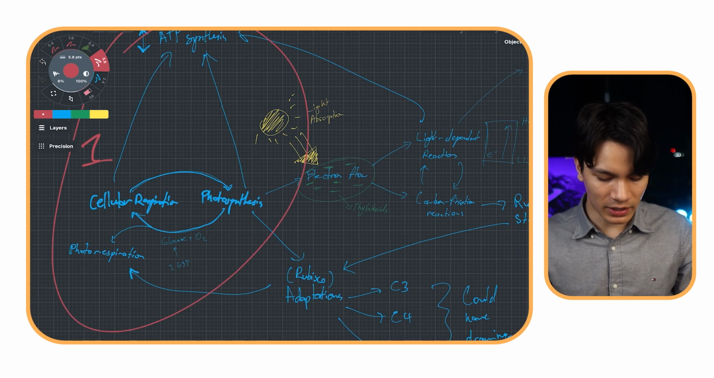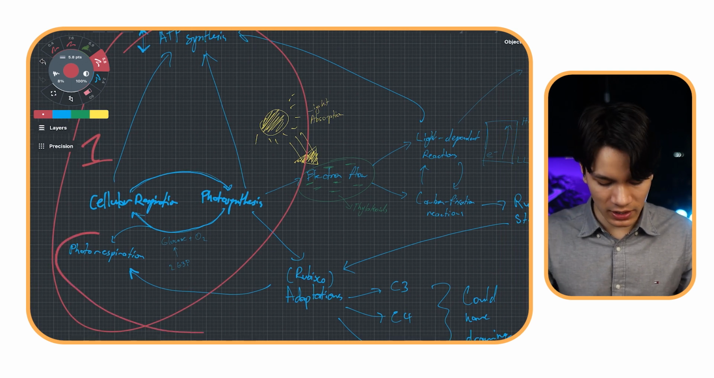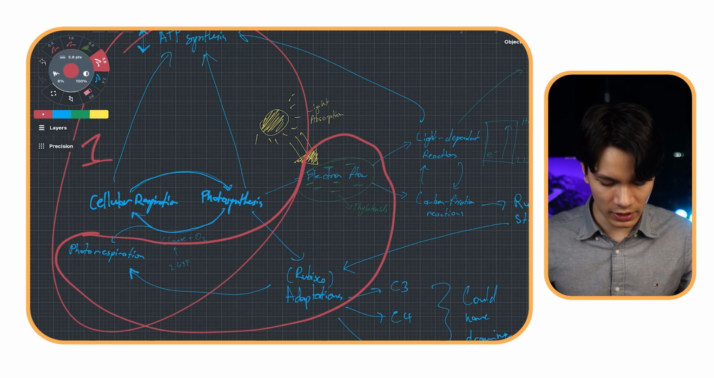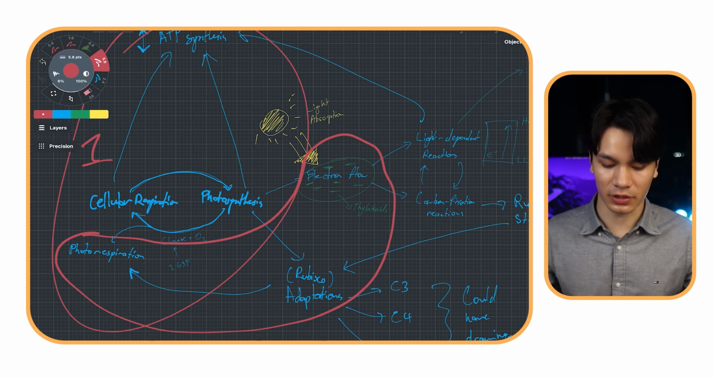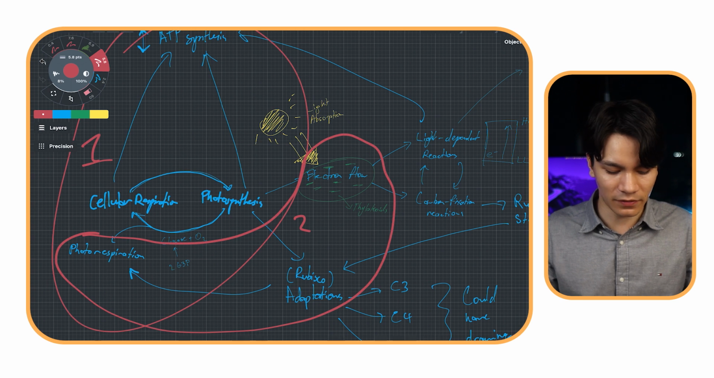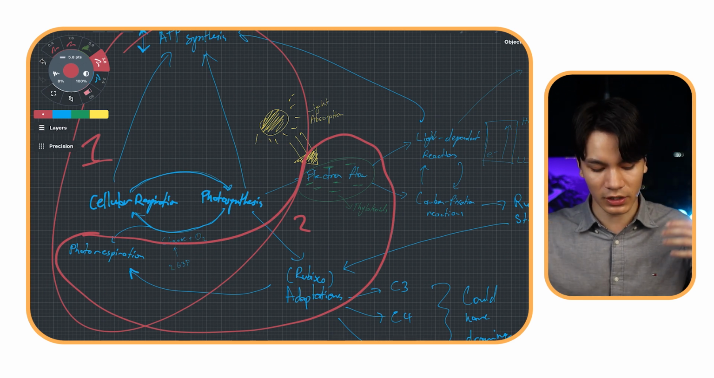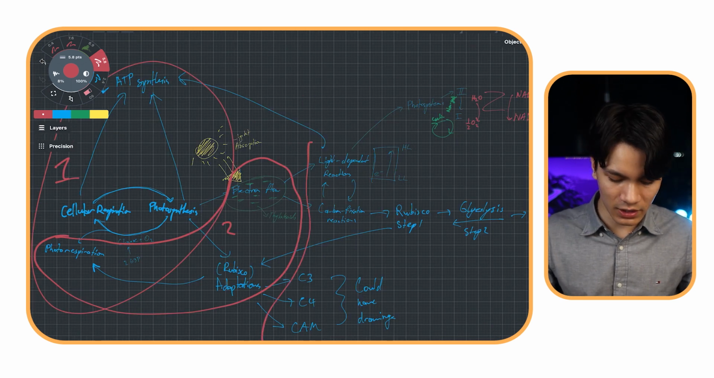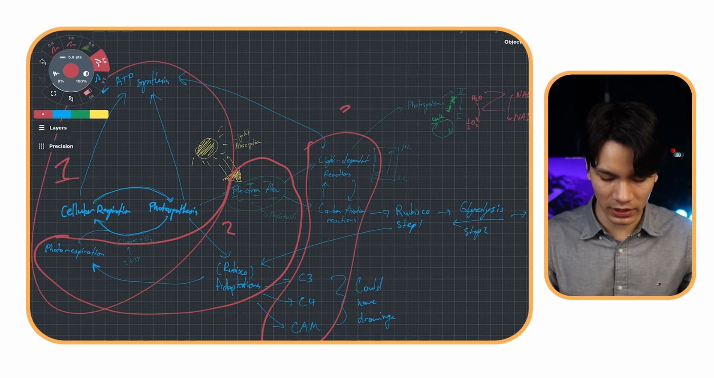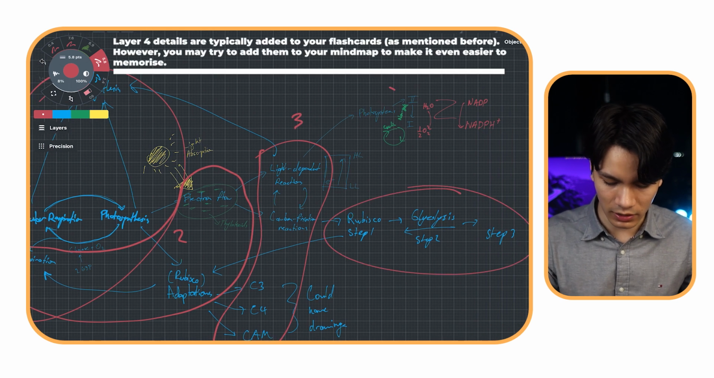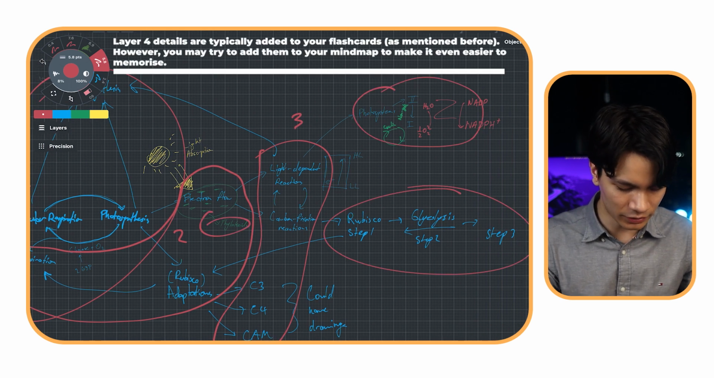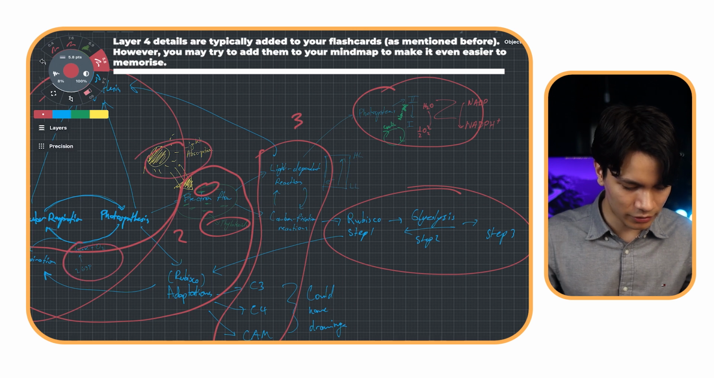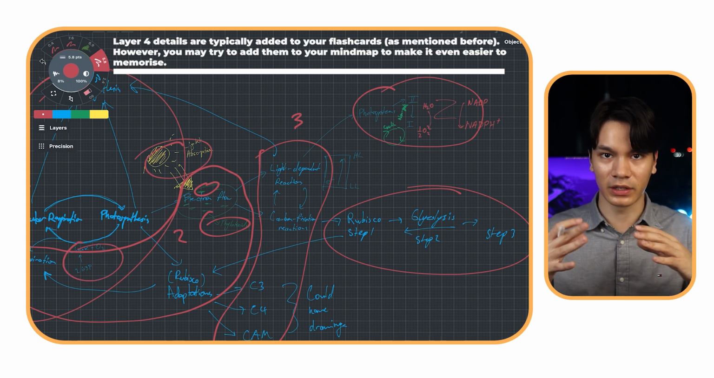As I go into thinking about my layer 2, I've got here the Rubisco, electron flow, and the photorespiration. These are what I think are important concepts, but not as important as the fundamentals of cellular respiration and photosynthesis. From there, you can see my layer 3 details forming, and then layer 4 is all throughout. There are all these little things throughout parts of this mind map that are filling in between the gaps.